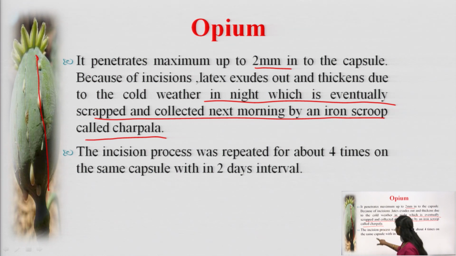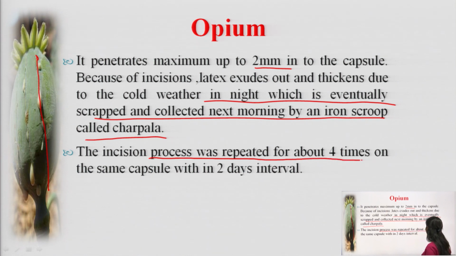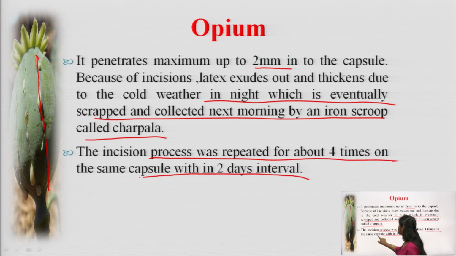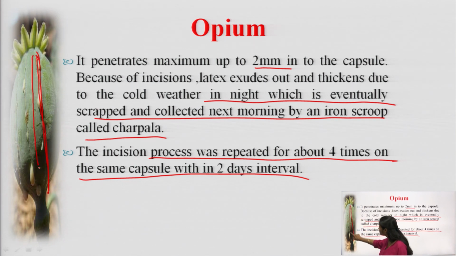The incision process was repeated about 4 times on the same capsule over 2 days. The incisions on the same capsule can be made 4 times. Why 4 times? Because once we have incisions here, there is a probability of doing it here also.